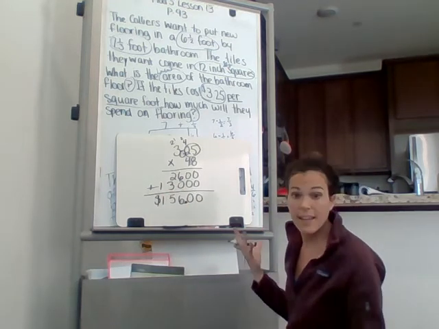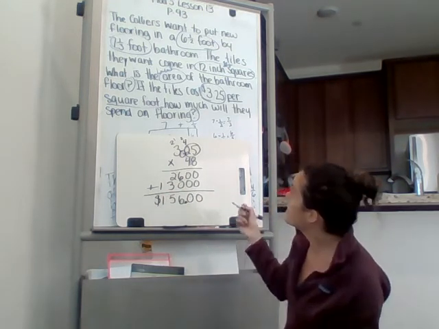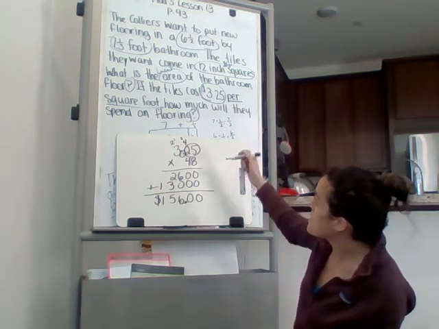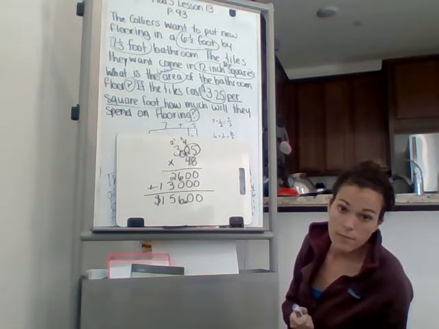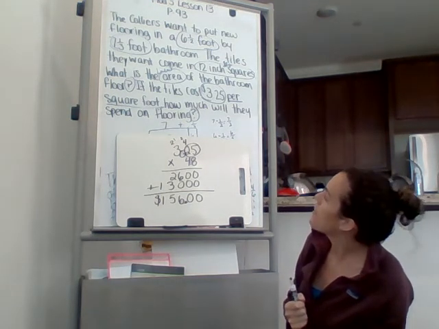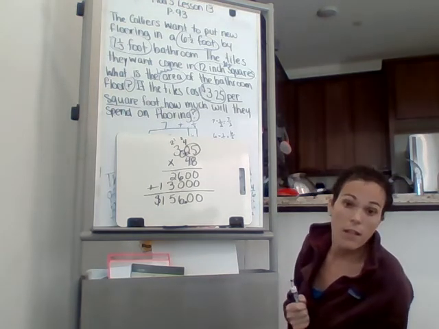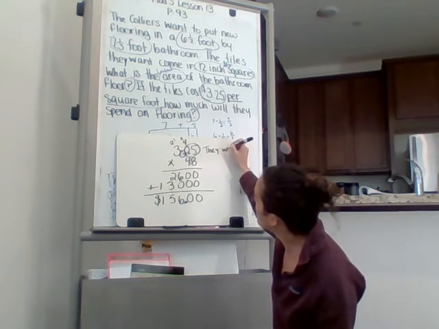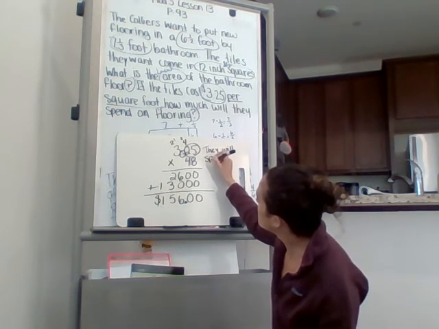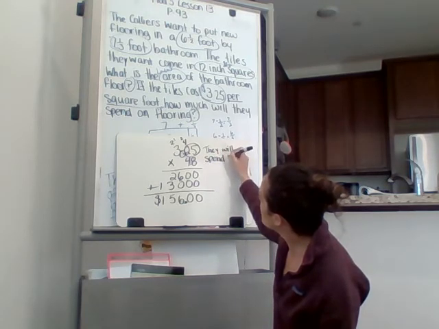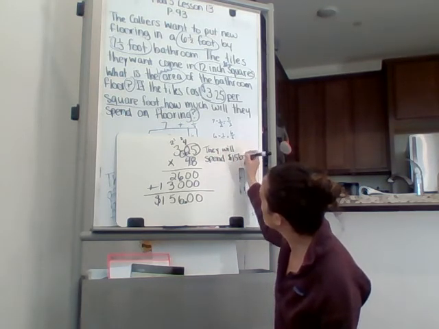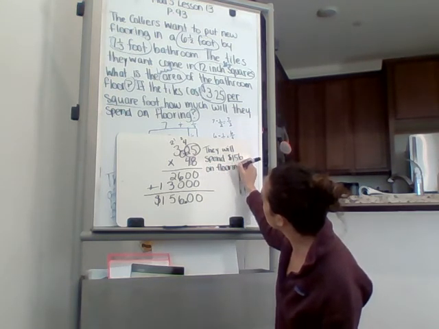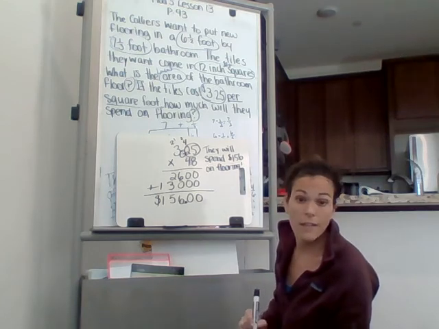So how do we write an answer for the second part of the problem? Well, it said if the tiles cost $3.25 per square foot, how much will they spend on flooring? So let's think about how we could write that. We could say, they will spend $156 on flooring. That was a long one.